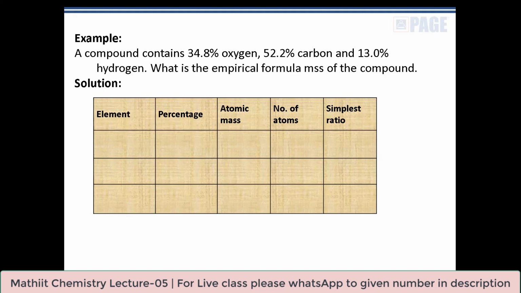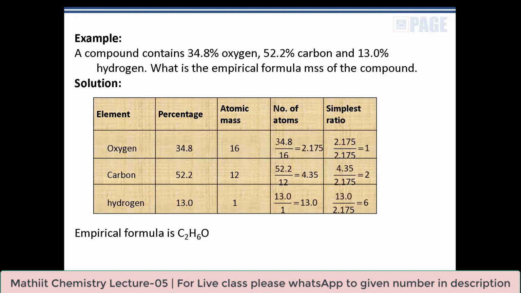Done. Compound formula. I have not yet started molecular formula. I am just copying it at empirical formula. Students, please check. Empirical formula C2H6O. How many of you got it? With the smallest value 2.17, divide by that.